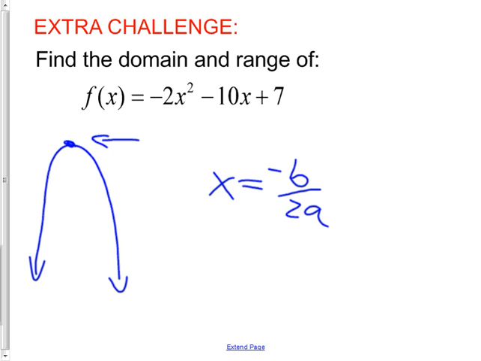I know it's a fraction. And that's going to be what separates the A's from the B's on this one. Because it's negative 10 over 2a, which is 2 times negative 2, which makes positive 10 over negative 4, which makes negative 10/4, which makes negative 5/2. X equals negative 5/2. Great.